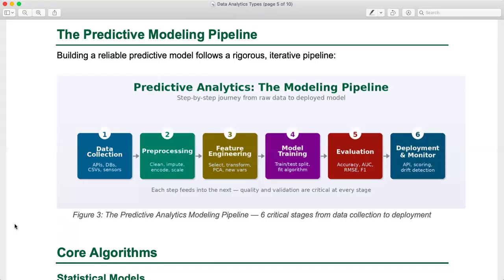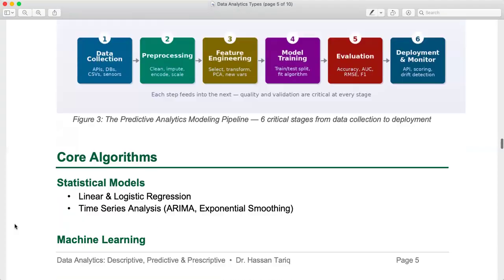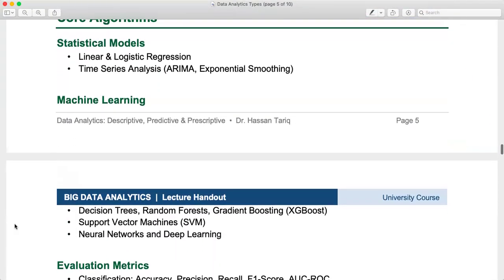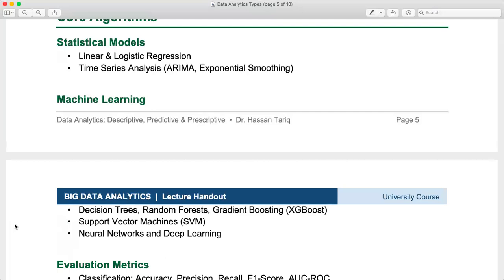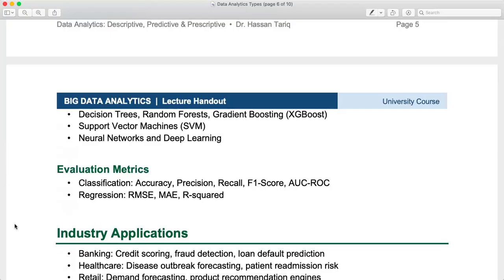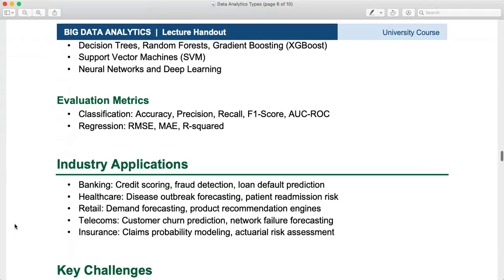So this is the overall modeling pipeline in predictive analytics. For the core algorithms in statistical models, we normally use linear and logistic regressions. For time series, we go for ARIMA or exponential smoothing. For decision trees, random forest and gradient boosting are very popular algorithms for general predictive analytics. SVM, neural networks and deep learning are popular for the more complex data sets.